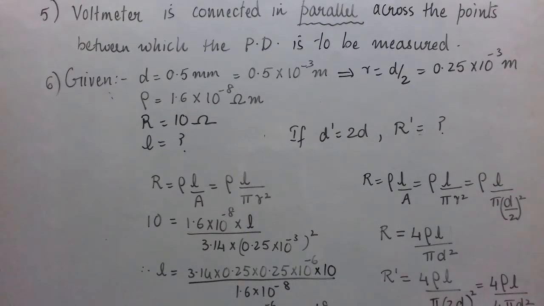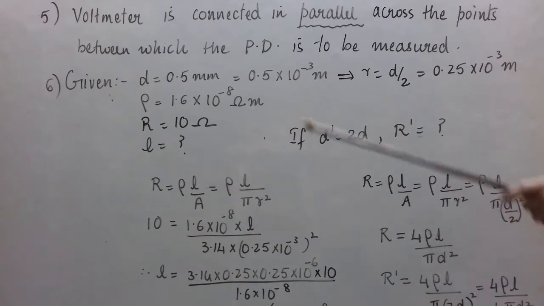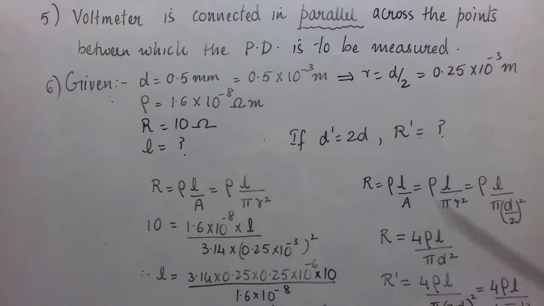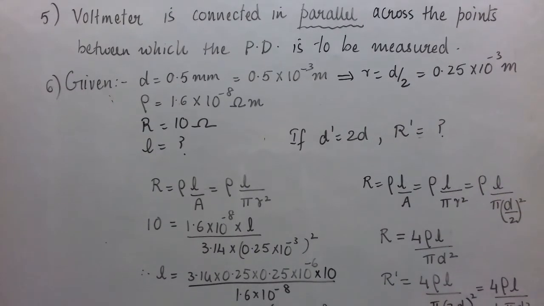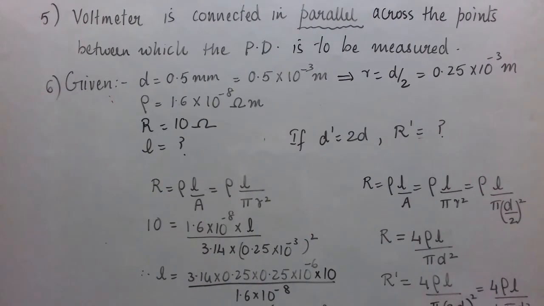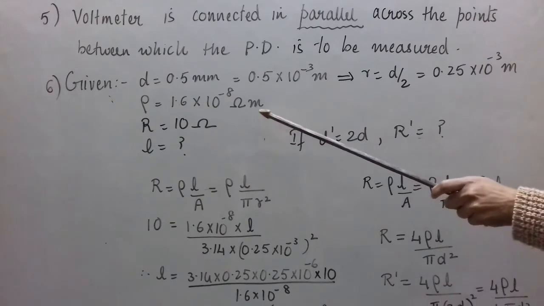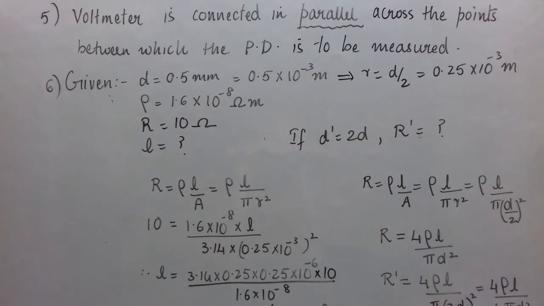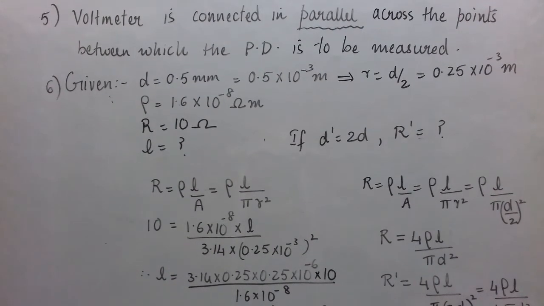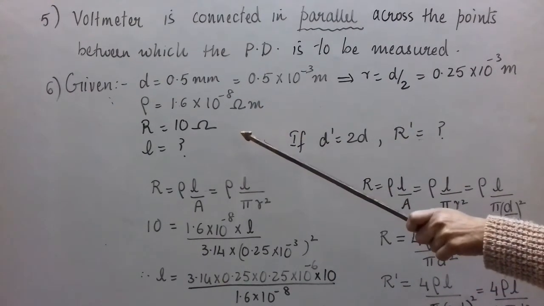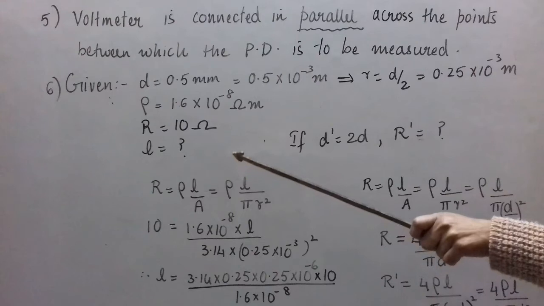So you should now write what is given. A copper wire has diameter 0.5 millimeter. So d, small d, we can write it is 0.5 millimeter. And resistivity of 1.6 into 10 raised to minus 8 ohm meter. Resistivity is represented by rho. Rho is 1.6 into 10 raised to minus 8 ohm meter. What will be the length of this wire to make its resistance of 10 ohms? It means if we take capital R as 10 ohms, you have to find the length.